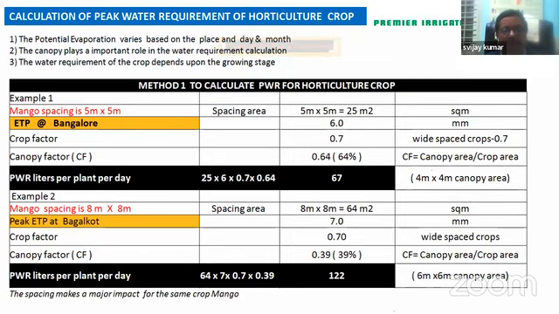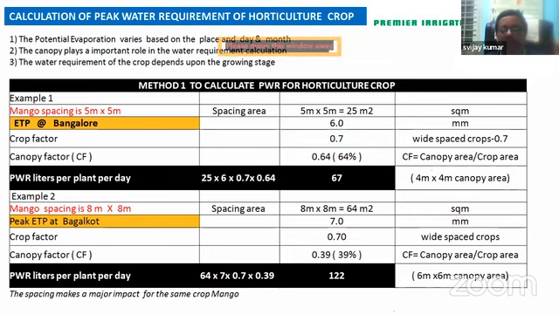Mango has a spacing of 5 meters by 5 meters, and the place is Bangalore, and the evapotranspiration on a particular day was 6 millimeters. And the spacing being 5 meters by 5 meters, what is the crop area? 5 multiplied by 5 will give me 25 square meters. And the crop factor over here is being assumed to be 0.7. Generally, we assume 0.7 for a wide space crop and 1 for a closed space crop. Now we have to understand how much percentage of the canopy. The canopy is the green cover of the tree. How much area is it covering in that spacing?